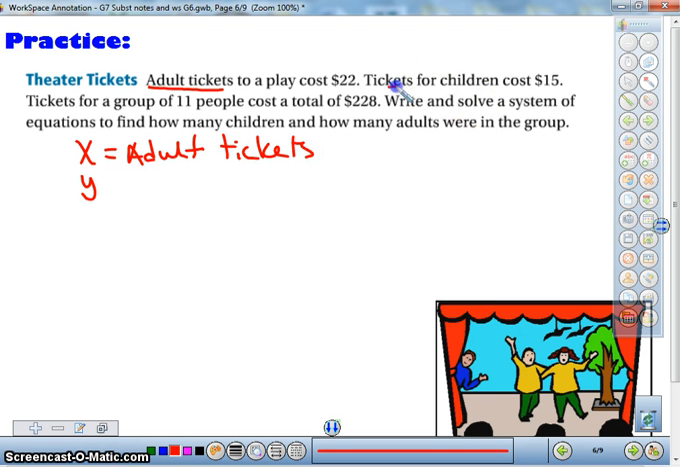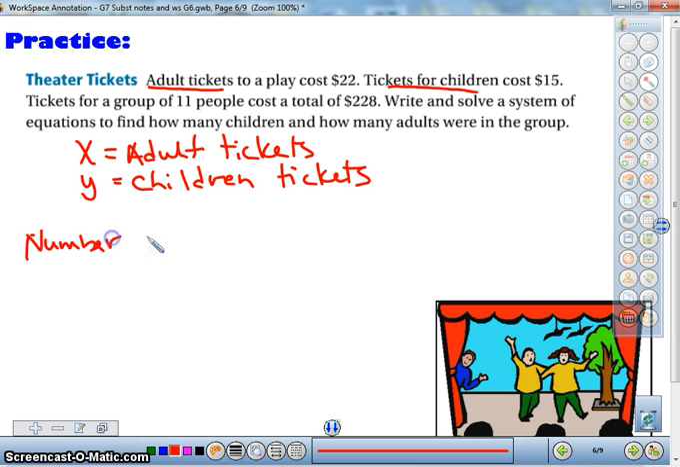It then says we have children's tickets and they cost $15. So y is going to be our children's tickets. Now sometimes you will see people use the variables that start with like A for adult and C for children. We want to think of the number of tickets we need to buy. If we're thinking about the number of tickets, it says there's 11 people in our group. So that's adults plus children has to equal 11 tickets.